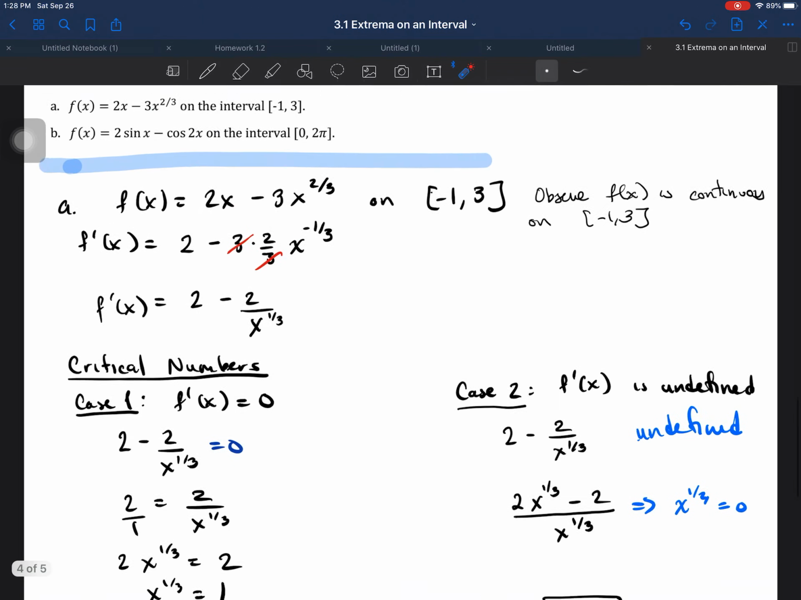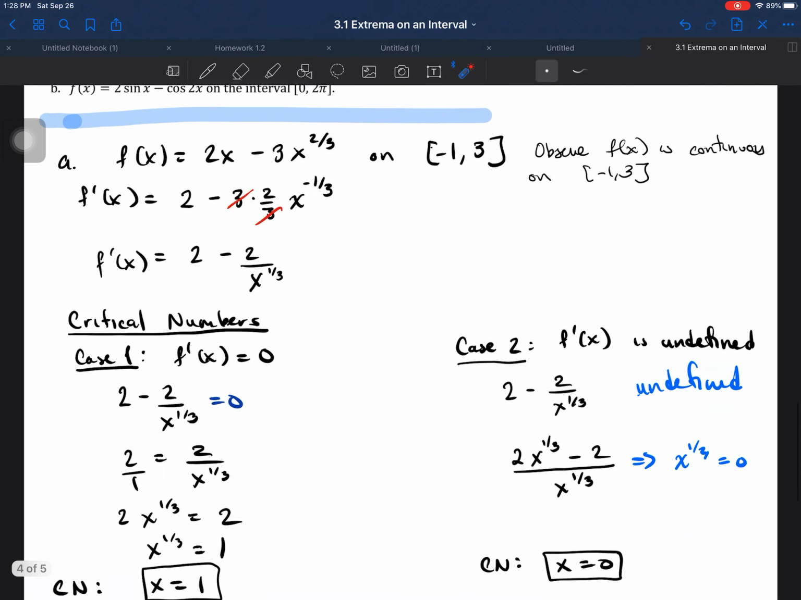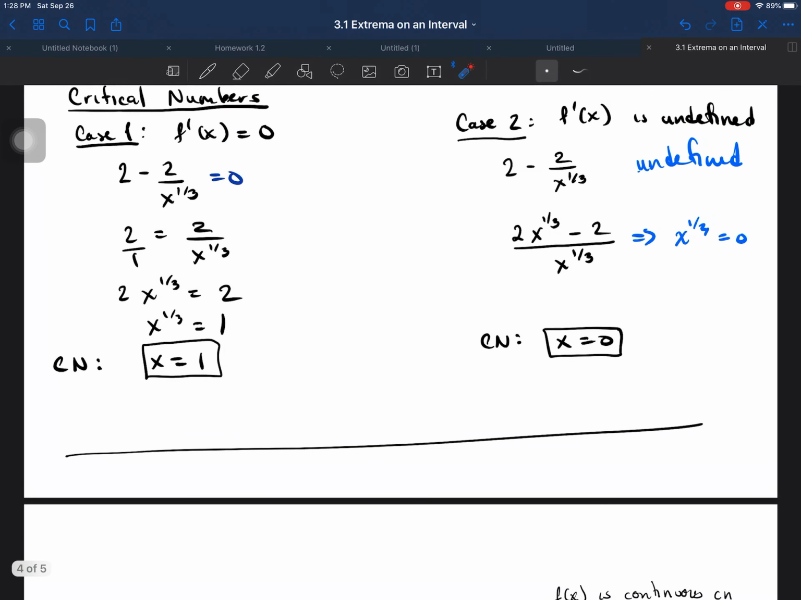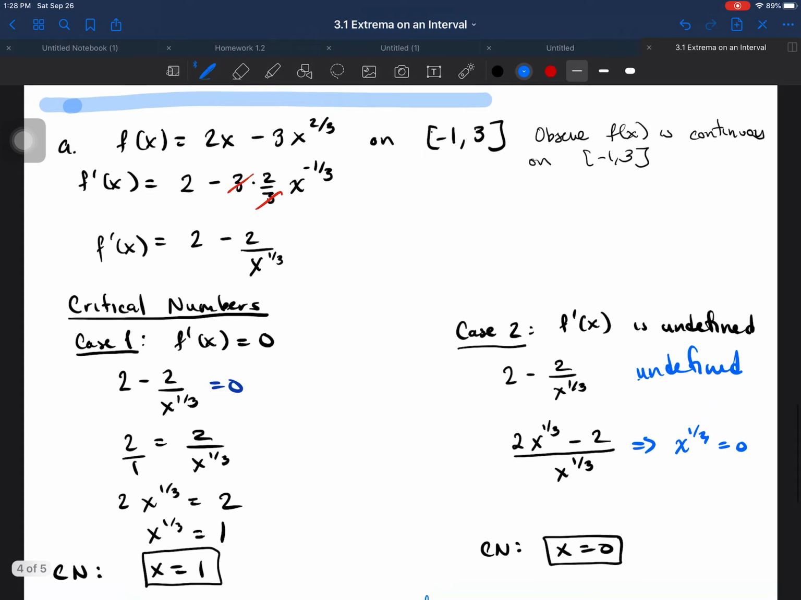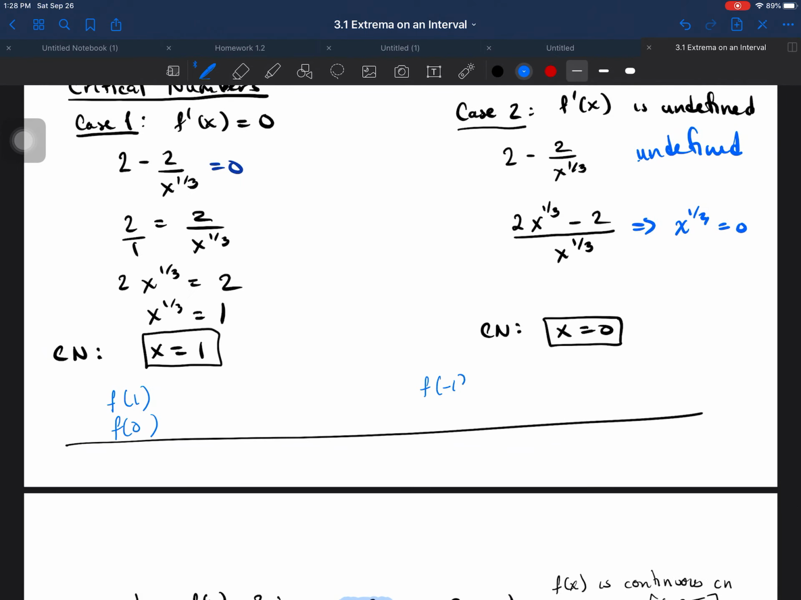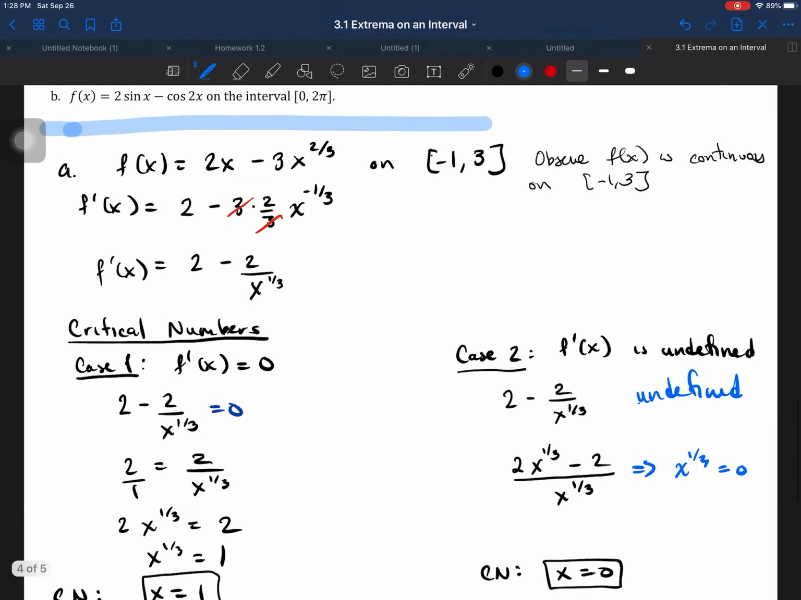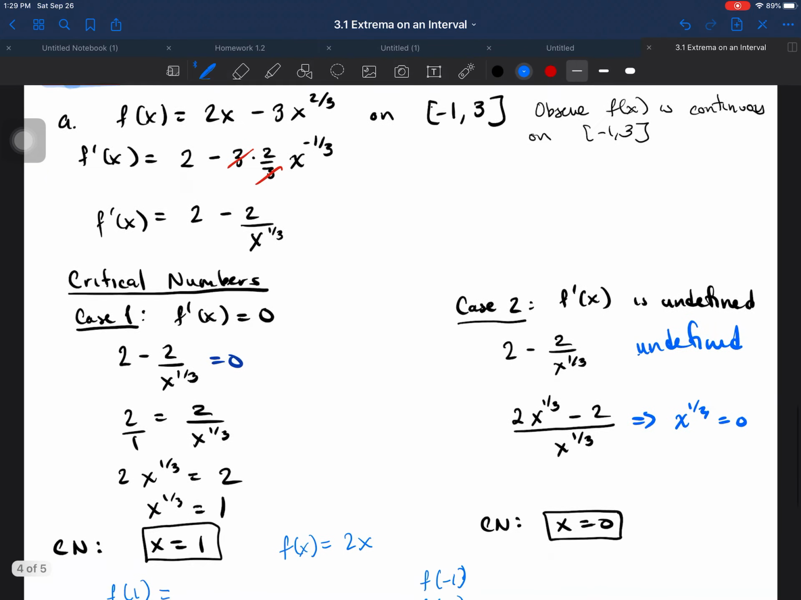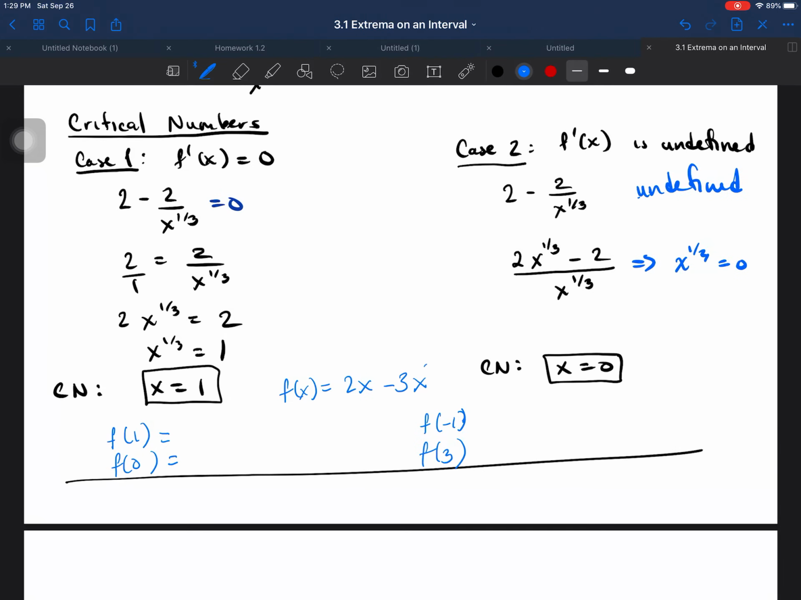What we're going to do next is compare them. So we're going to plug in f of 1, f of 0, and the endpoints, which in this example are -1 and 3. So plug into the original equation. F of x is equal to 2x minus 3 x to the 2/3.